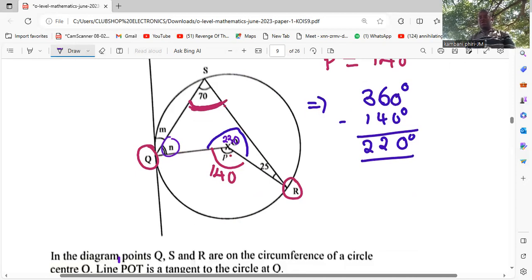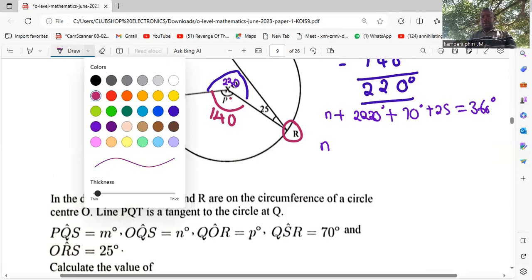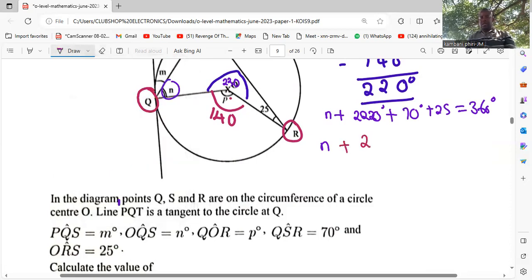So you know that this is a quadrilateral, and angles in a quadrilateral add up to 360. So when we add N plus 220 plus 70 plus 25, we must get 360 degrees, all right? Implying that we have N is equal to, let me write it, 220 plus 95. Answer will be 360 degrees.